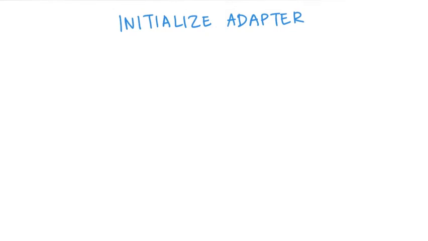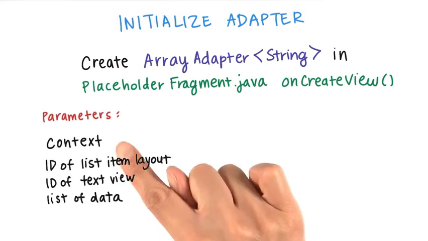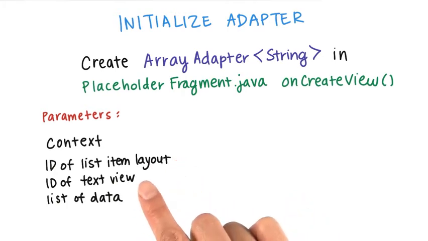In our code, we're going to initialize the adapter within the PlaceholderFragment onCreateView method, because that's where we want the list view to be populated with data. We're using an ArrayAdapter, and we can initialize it with four parameters: a context, the ID of a list item layout, the ID of a text view within that list item layout, as well as the list of data. We'll go through each of these parameters one by one now.